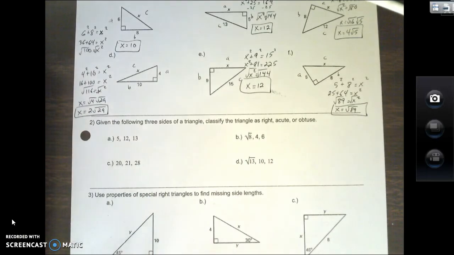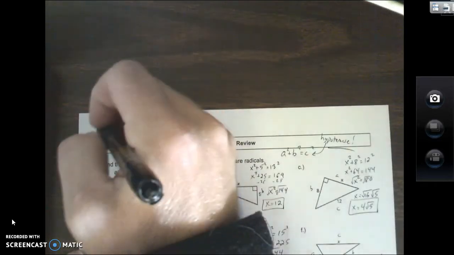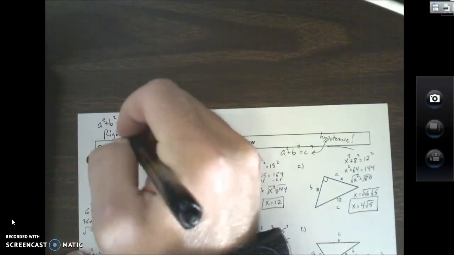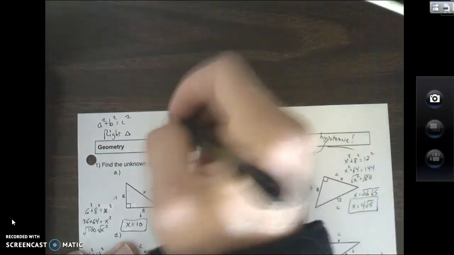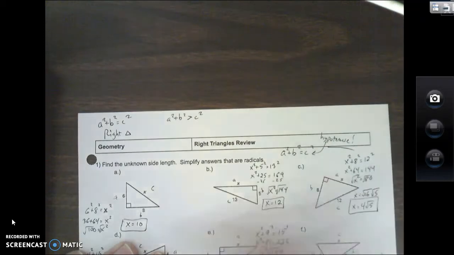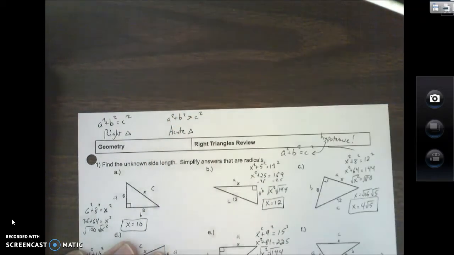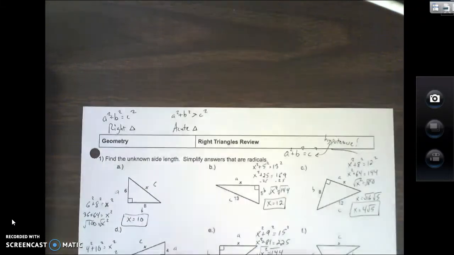Okay? Good. Number 2, given the following 3 sides of a triangle, classify the triangle as right, acute, or obtuse. This is the one where I'm going to put this at the top of your page. If I have a squared plus b squared equals c squared, I know I have a right triangle. If a squared plus b squared is greater than c squared, if the smaller sides win, then it's an acute triangle.